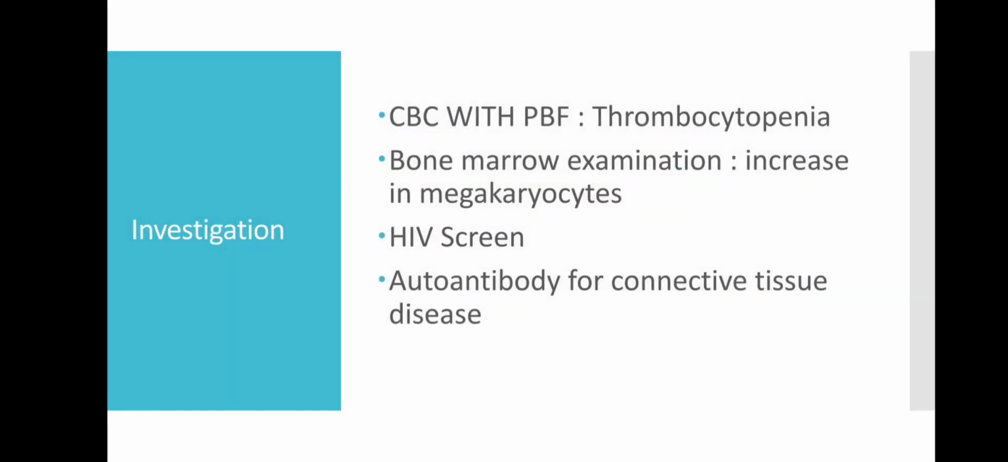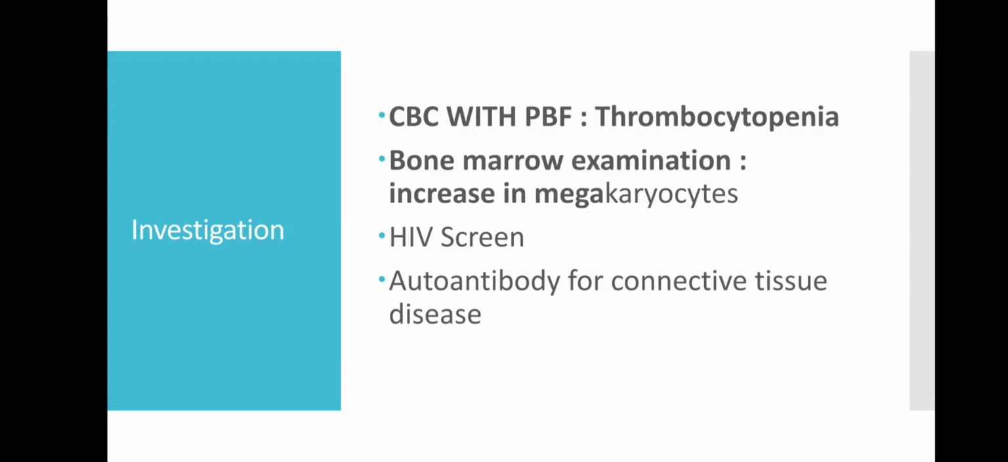Let's move on to the investigation. The patient comes to you with a history of bleeding and purpura, and also a history of menorrhagia in a female patient. How will you investigate this case? The first thing you have to do is order a CBC, or full blood count, with PBF, and you can also do a bone marrow examination. The primary thing you have to do is a CBC with PBF. In the CBC, you will get thrombocytopenia, that means a low platelet count.